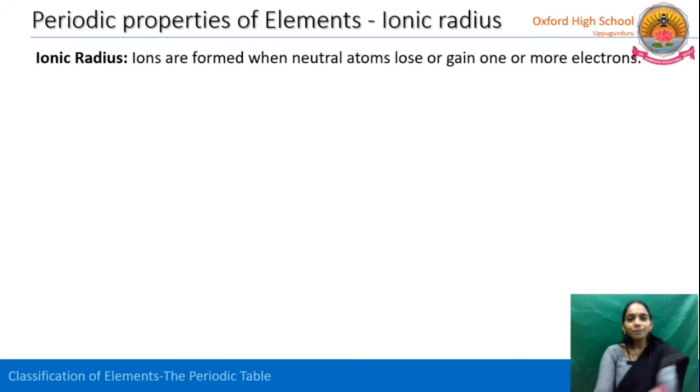Let us see. Ionic radius. Ions are formed when neutral atoms lose or gain one or more electrons. What will happen? The neutral atom tries to possess a stable electronic configuration. In that process, it loses or gains electrons, and then we get the ions. See here, what are the ions?